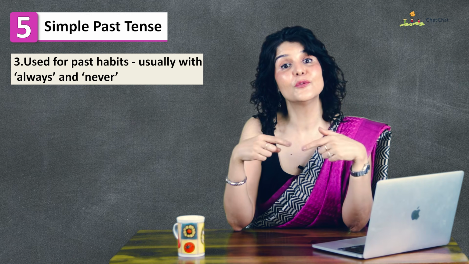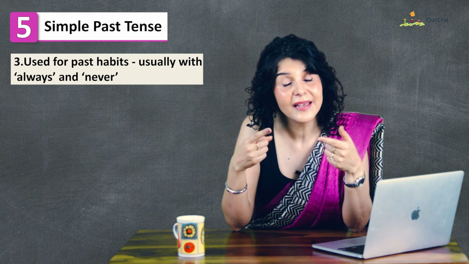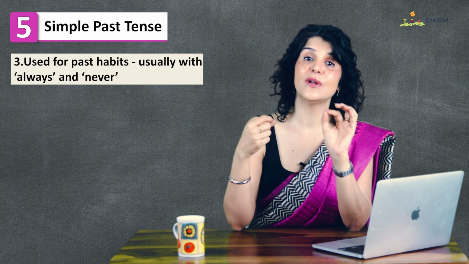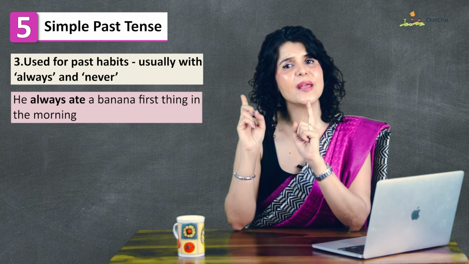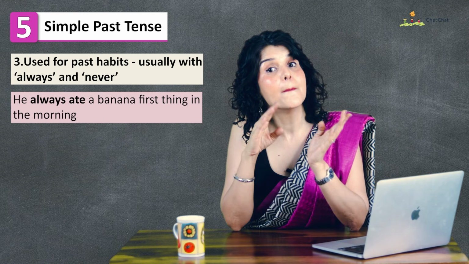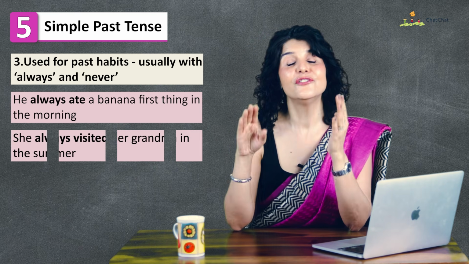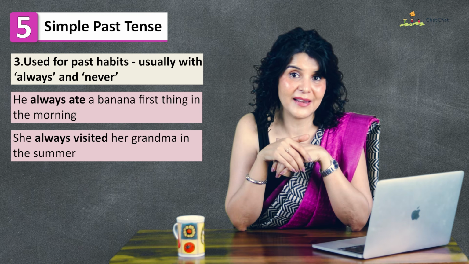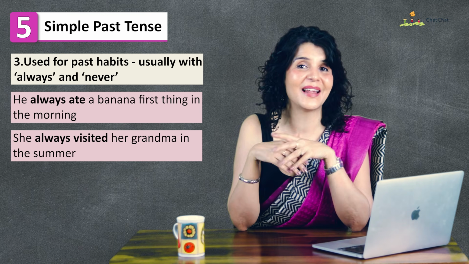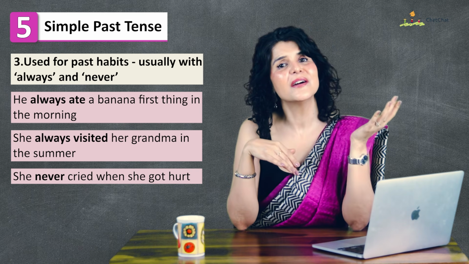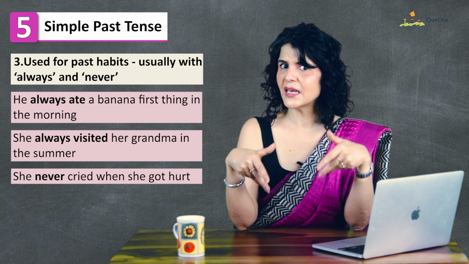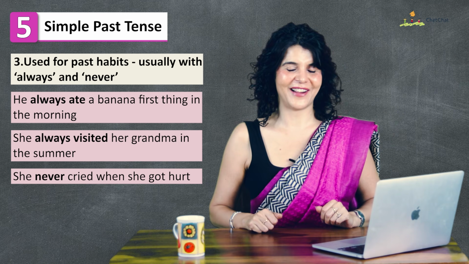The third use of simple past tense is that it is used for past habits, usually with always and never. He always ate a banana first thing in the morning. Past habit. He doesn't do this anymore. She always visited her grandma in the summer. She doesn't do that anymore. She never cried when she got hurt, but now suddenly she started crying.